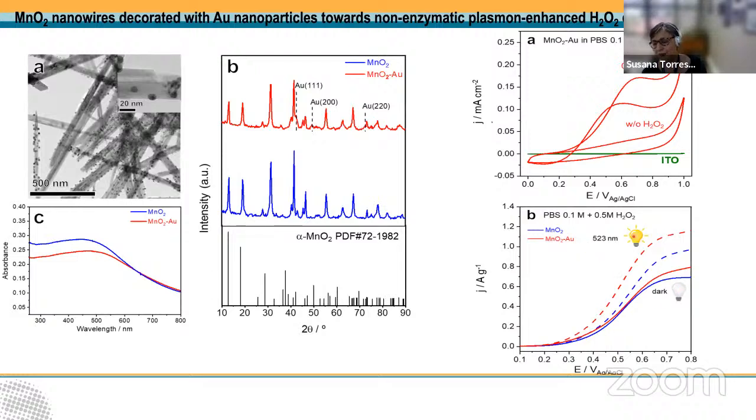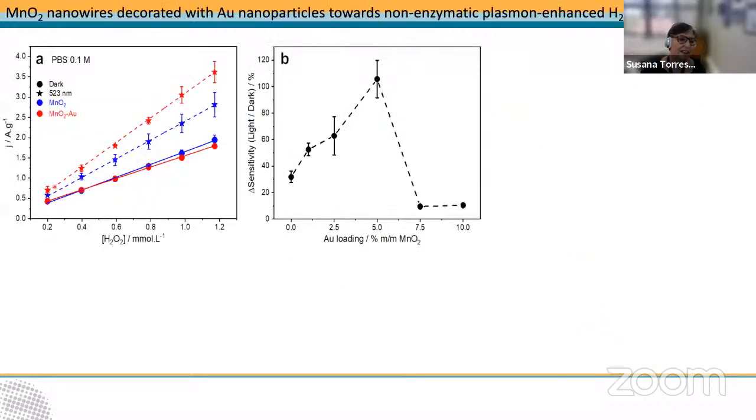and in light. You can see here that when we compare the manganese oxide that is not decorated, and when we illuminate, we have a change in the current because it is a semiconductor. But this change is much more important when we have the manganese oxide decorated with gold. We can see here, for example, the current in function of the hydrogen peroxide concentration, and we can see that the change that we have when we illuminate is very important. This is for the manganese oxide and the manganese oxide decorated.